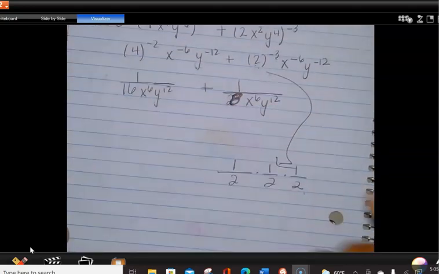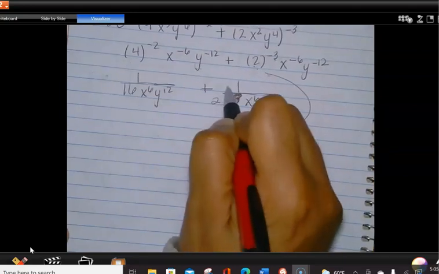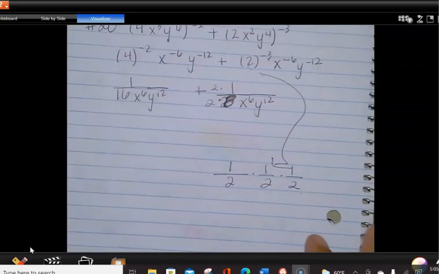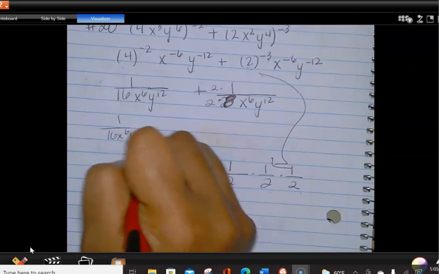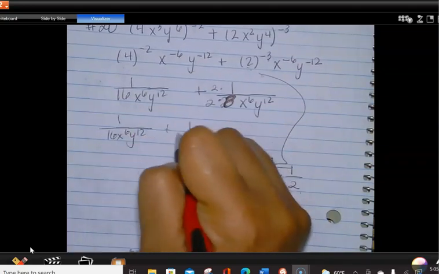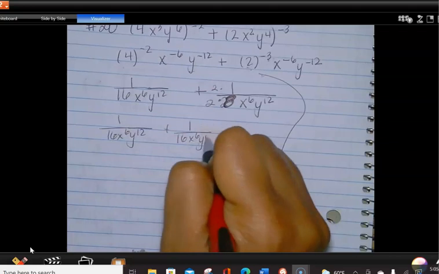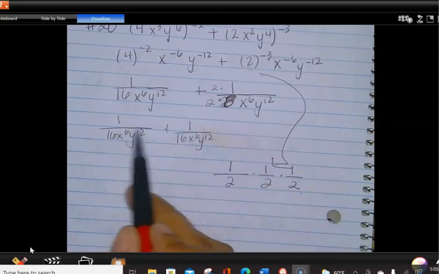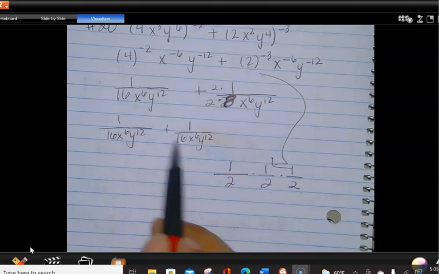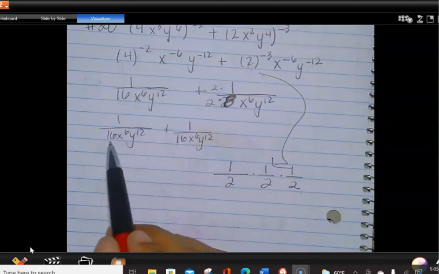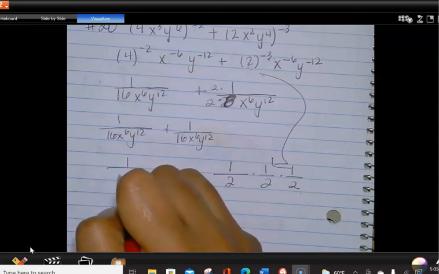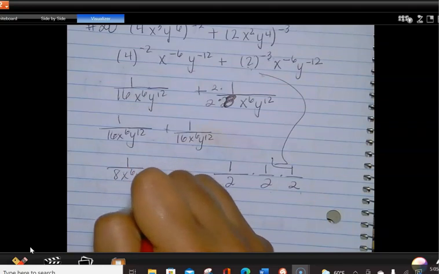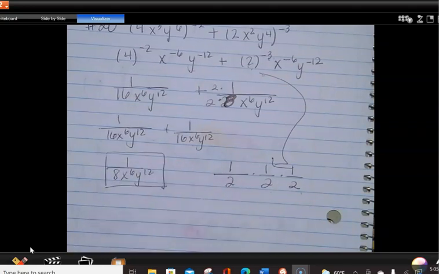So if I was adding these fractions, I need to get a 16 at the bottom of the second fraction. So this becomes, again, 1 over 16 x to the 6, y to the 12. And this is also 1 over 16 x to the 6, y to the 12. So now I can add this. Y'all see that? But again, leave the denominator alone. So this is 2 over 16, which becomes 1/8. Yes. But leave the x to the 6, y to the 12. So this was pretty tricky just because I had a fraction. All right, let's keep going.